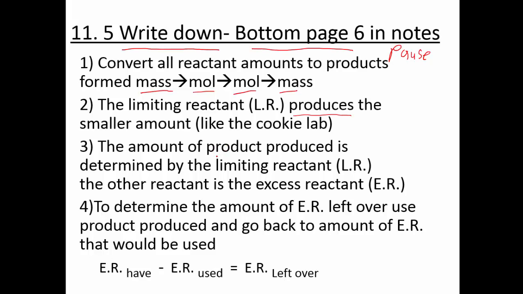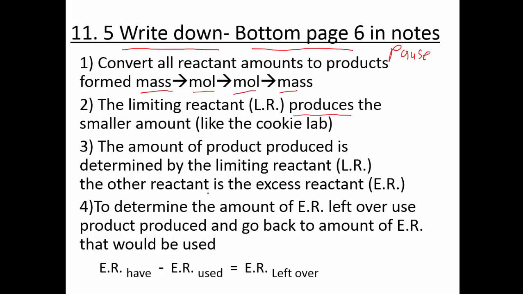Just like when you're driving in a car, when the gas runs out, it's a limiting reactant. It stops that chemical reaction for combustion from happening. The oxygen is our excess reactant. There's more than enough of that. The amount of product produced by the limiting reactant is the amount you can produce.